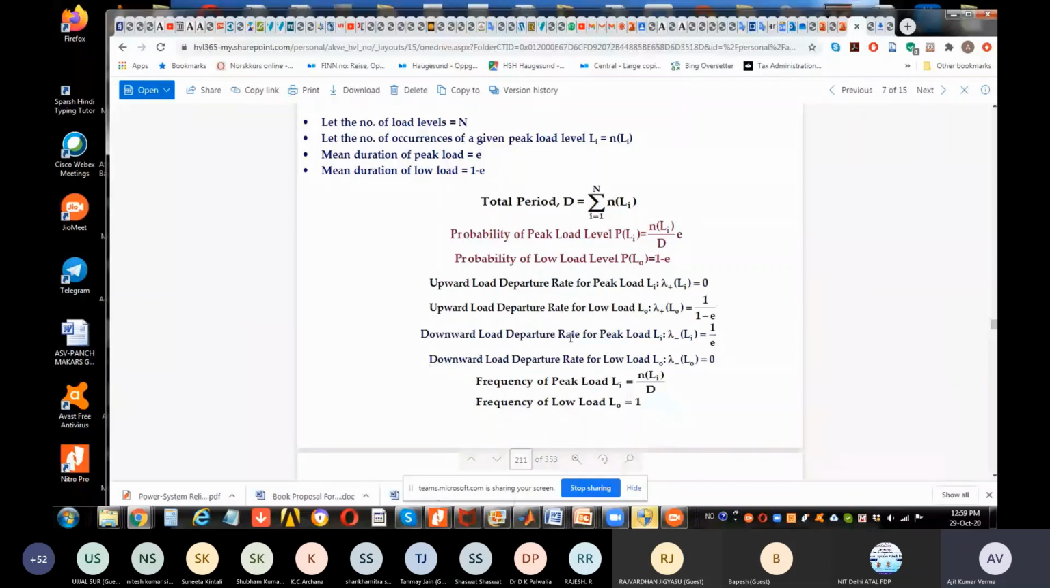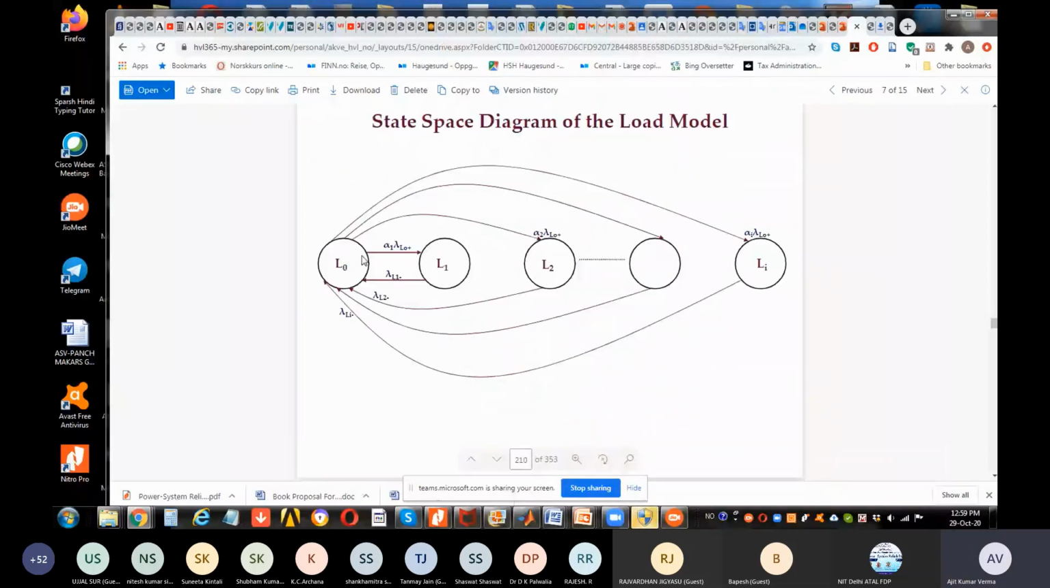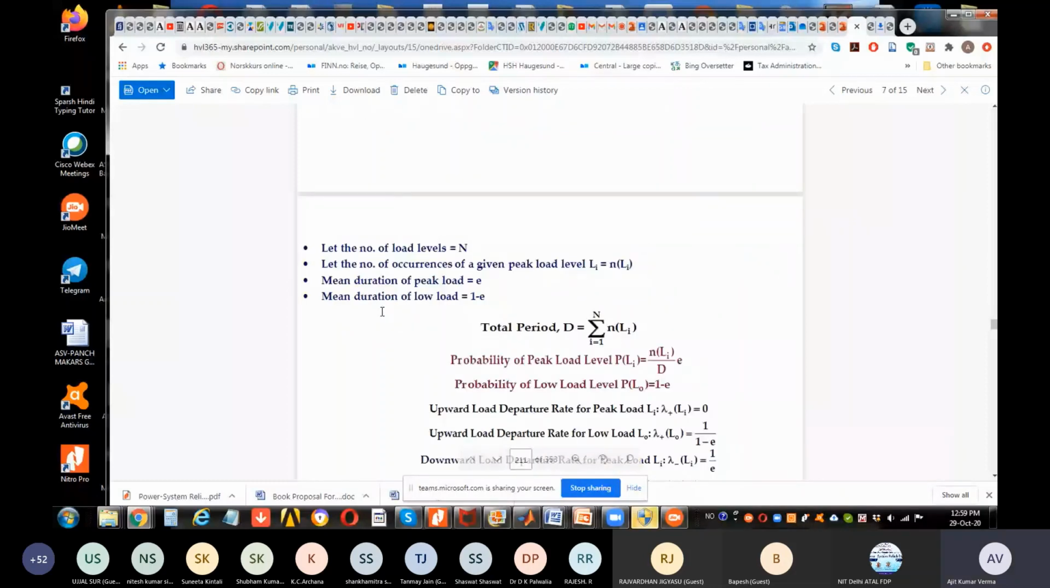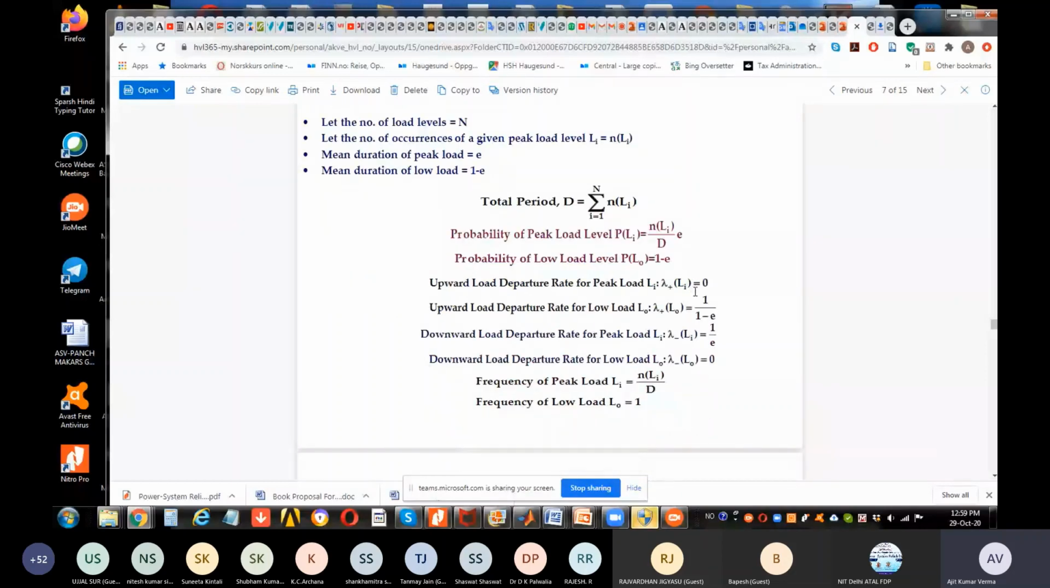Then the downward load departure rate from peak load to low load, L1 to L0 or L2 to L0 or L3 to L0, that's lambda L minus 1, lambda L minus 2, lambda L minus 3. So that's 1 upon E. So these are the important things to remember. One is that the upward departure from peak load is 0. Then the upward departure from low load is 1 upon 1 minus E. Downward load departure from peak load is 1 upon E. Okay, the rest of the things you don't have to worry about.